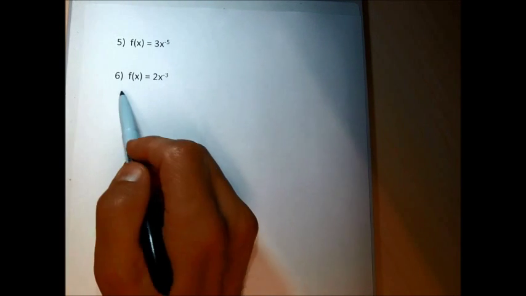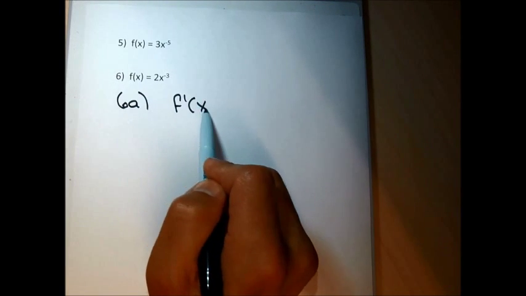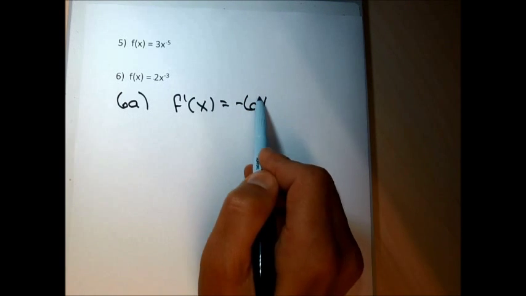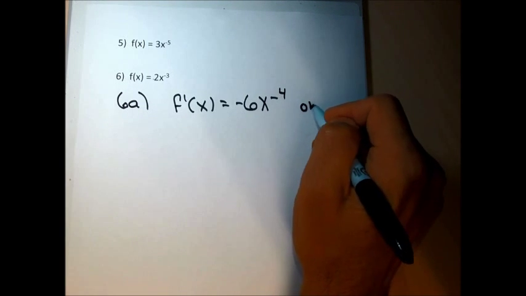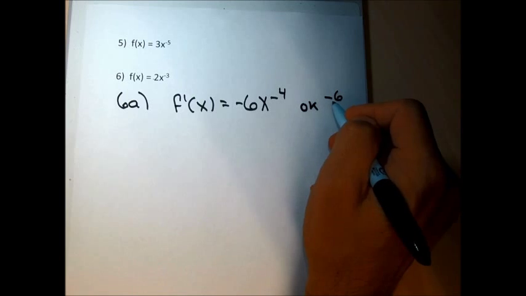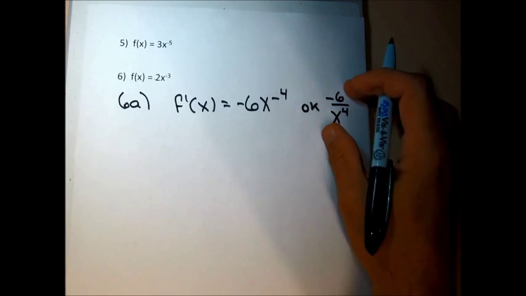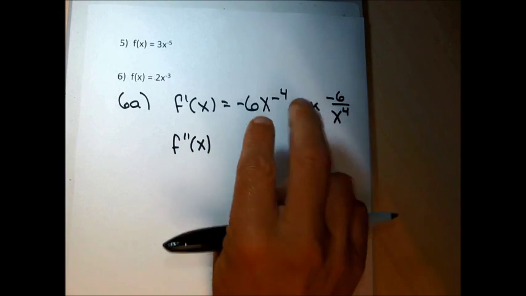5 and 6. 6a, first derivative. Negative 3 times 2 is negative 6. Lower the exponent by 1 to negative 4. I'm just going to leave it with a negative exponent. It would be probably okay and maybe better to write negative 6 over x to the 4th. But if I wrote it like that, to do the next derivative, I'd have to write it back like this.